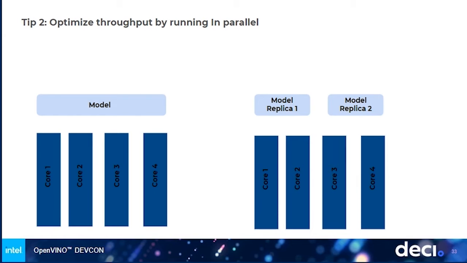This tip is combined again with the previous tip of finding the sweet spot. So another sweet spot here is the number of replicas versus how many cores, and you have interesting trade-offs.